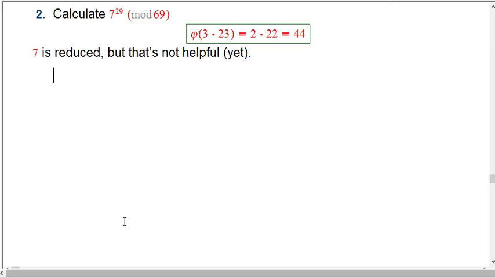A couple more examples of explicit calculations in a non-prime mod. So here's one where we're going to start out the same way, but it's going to look a little different. Let's do 7 to the 29th mod 69.